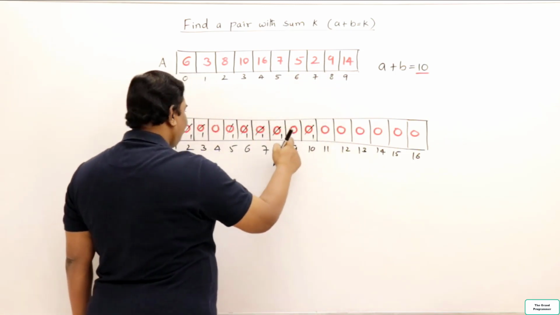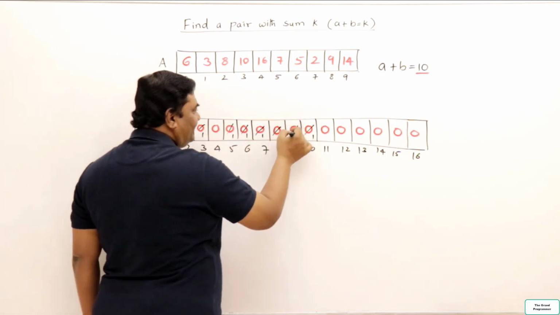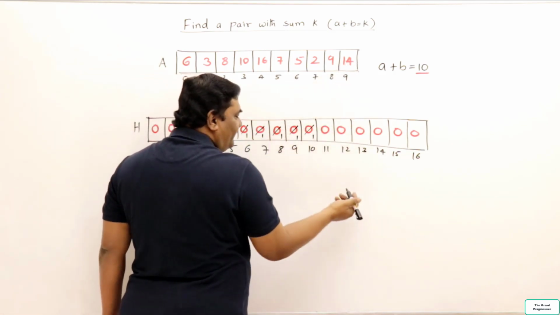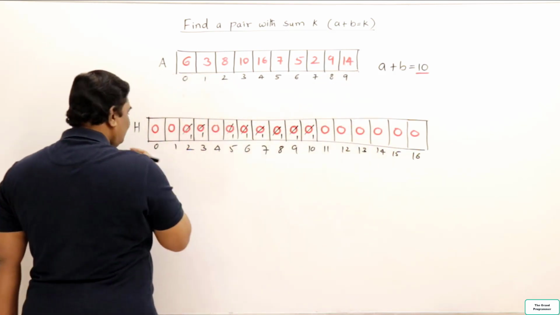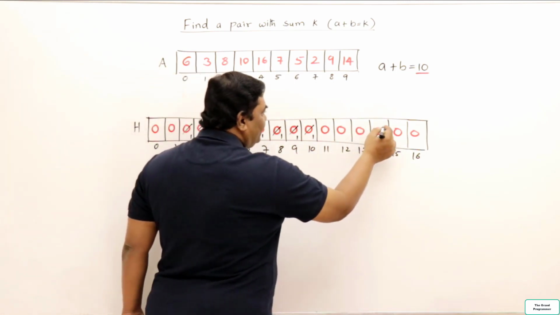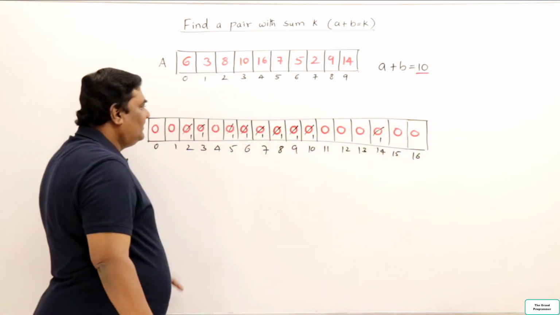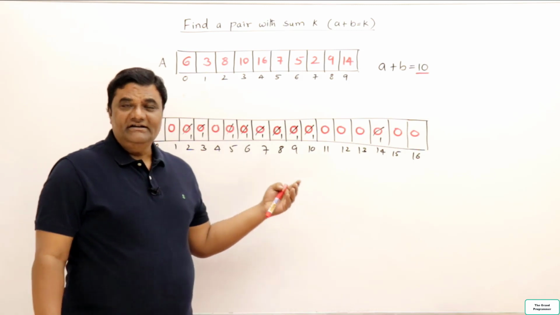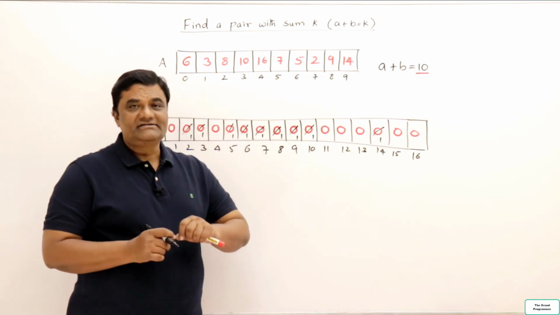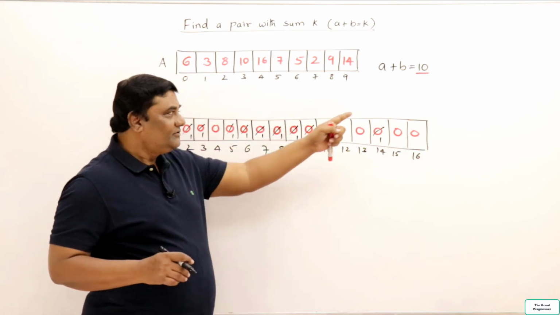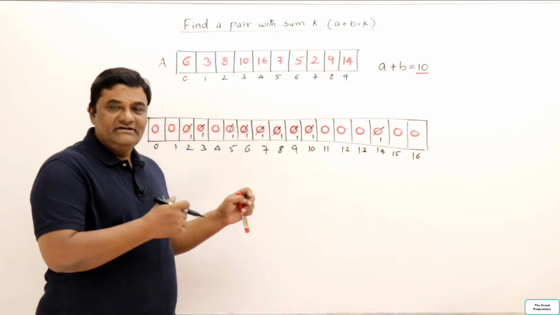Then for 9, check for 1. 1 is not there. Anyway, it is found, so make it 1. Then for 14, check for minus 4. Minus 4 is out of index. Anyway, this is found, so mark it as 1. So this is how we can go on marking the elements and finding out whether there is an element whose sum is equal to 10. That's all. This is the procedure.